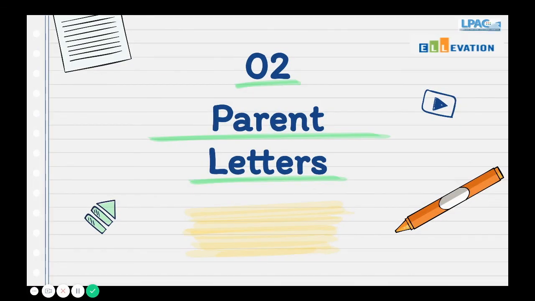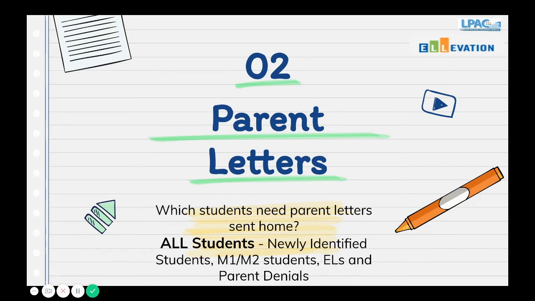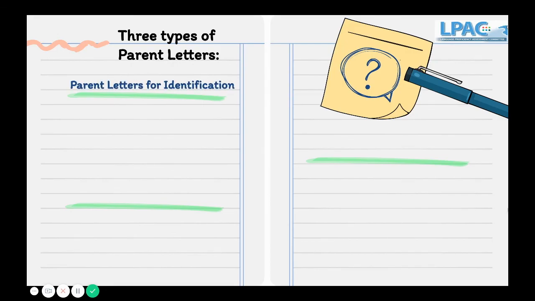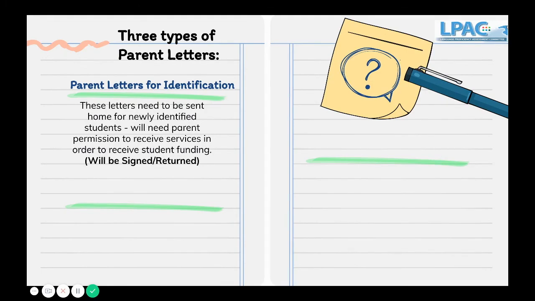Let's talk about parent letters. Which students need parent letters? All students: newly identified students, Monitor 1, Monitor 2 students, English learners, and parent denials. That looks like parent letters for identification. These letters need to be sent home for newly identified students after your initial LPACs. We will need permission for the student to receive services in order to receive student funding. The parent letter needs to be signed, dated, and returned to the school.